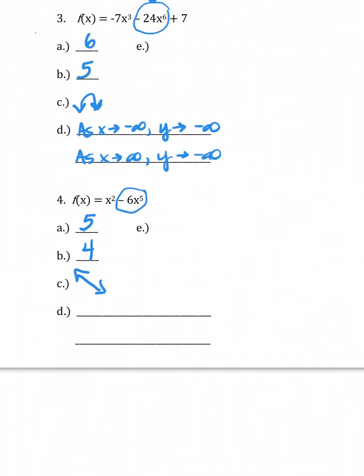And then lastly, number 4. As x approaches negative infinity, looking left, what are my y values doing? They're going up, so it's going to positive infinity. As x approaches positive infinity, y approaches, it's going down, so it's negative infinity.